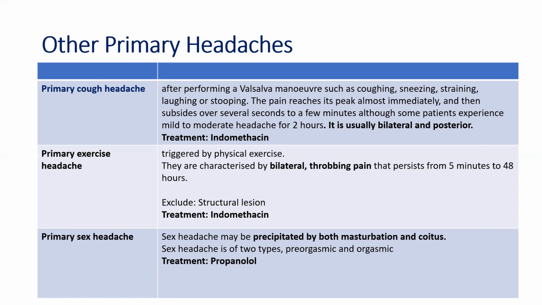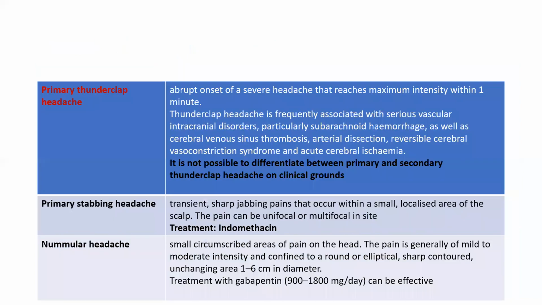The headache that is precipitated by masturbation or coitus is the primary sex headache. We can easily give propranolol in this sort of headache syndrome. Another one is primary thunderclap headache. When we hear the name thunderclap headache, we should always consider subarachnoid hemorrhage.